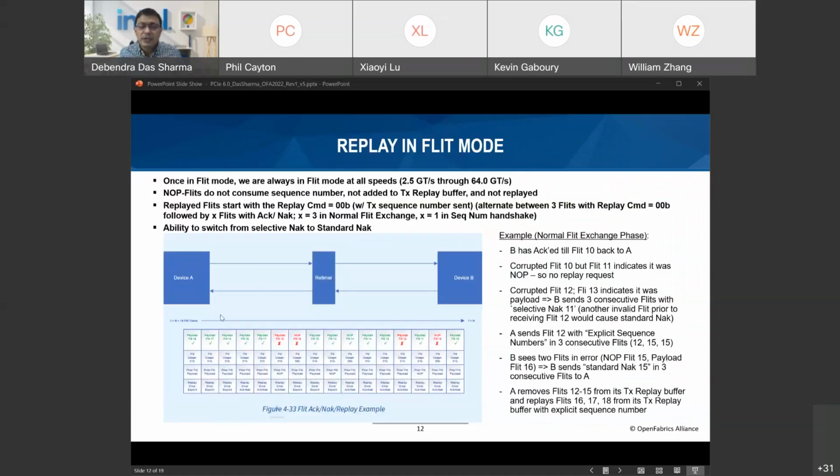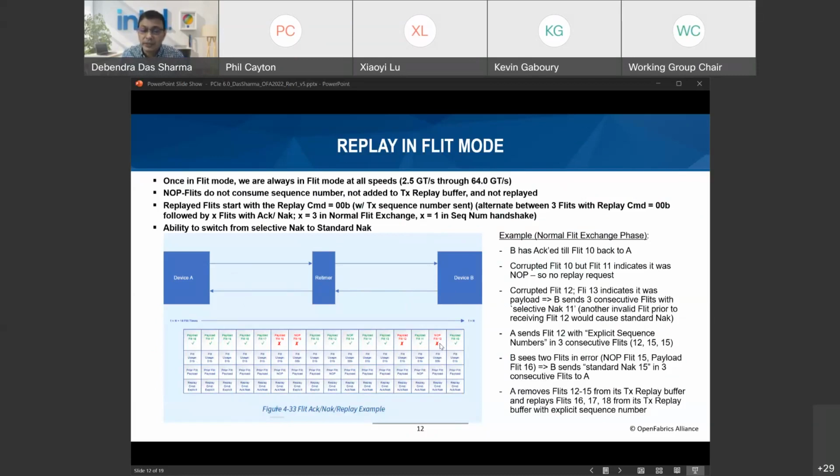Now this picture shows the replay in Flit mode. And effectively, once you're in Flit mode, you will always be in Flit mode. It goes through an example where A is sending to B and B is replying back to A. And by the way, simultaneously B is sending to A and also getting the same response back. So in this case, you got Flit 10, which is good. So that's fine. It gets an ACK.